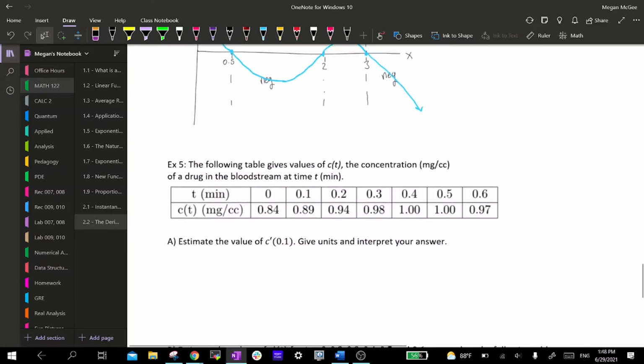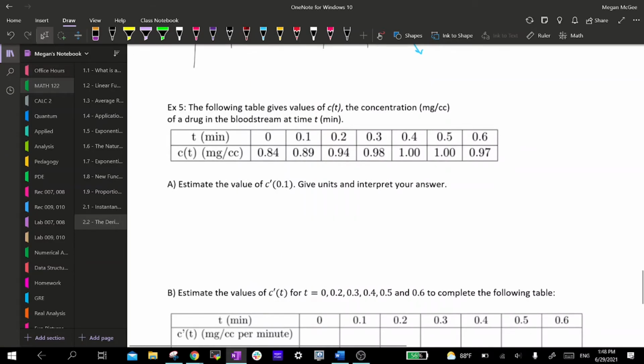All right, example 5, and this is our last example for today. The following table gives the values of C of t, which is the concentration in milligrams per cc of a drug in the bloodstream at time t in minutes. All right, so we have this little table here. Part A asks us to estimate the value of c prime of 0.1 and to give units and interpret your answer.